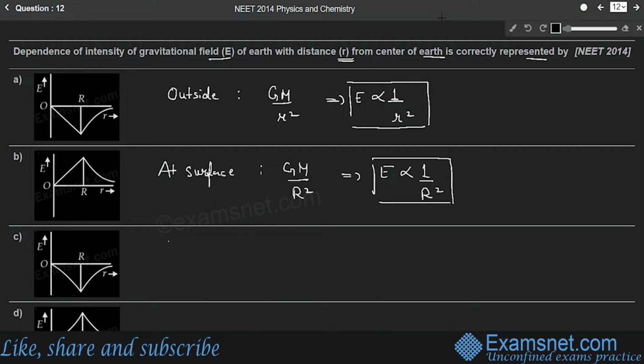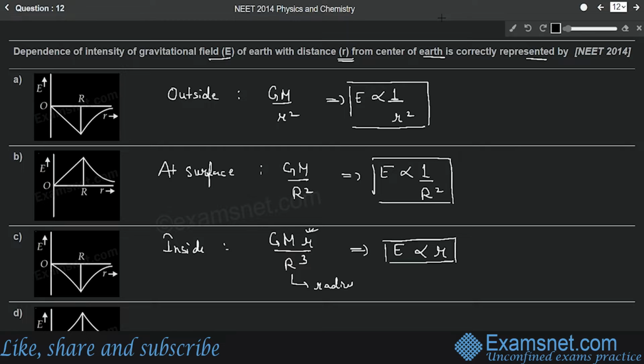Now, inside the surface of the earth, what happens? Inside, the gravitational field becomes GM into r upon capital R cubed. This capital R is the radius and small r is the distance at which we are finding the gravitational field. So from here we can say that the gravitational field is directly proportional to this distance if we talk about the inside of the earth.